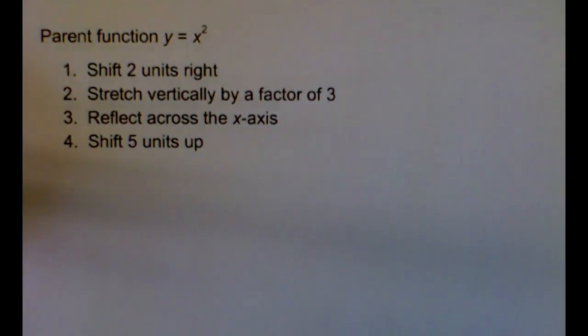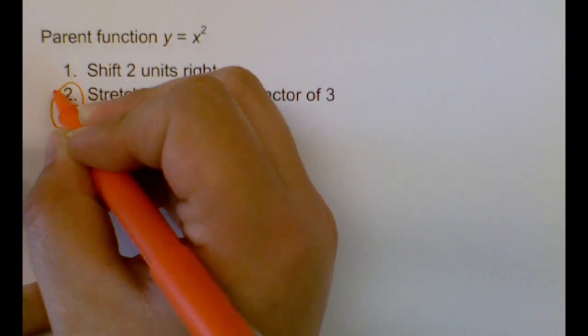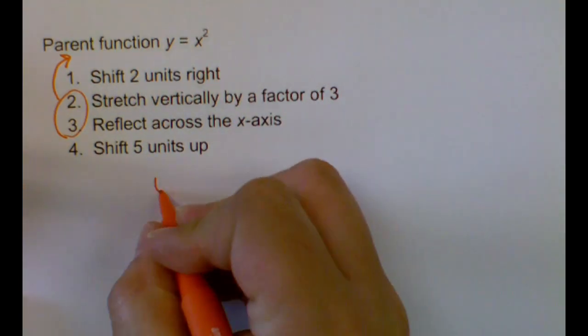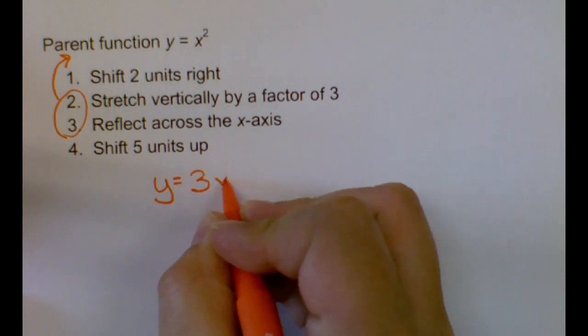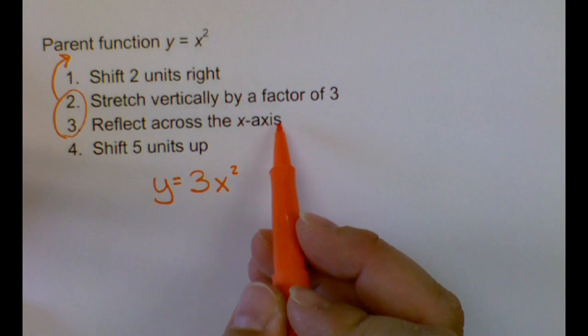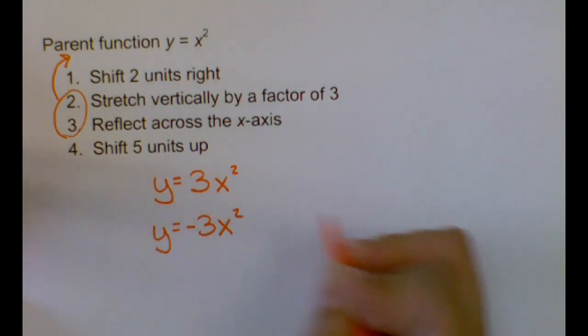All right, my parent function this time is y equals x squared. I'm going to shift 2 units right, stretch vertically, reflect, and shift 5 units up. Again, we're going to take 2 and 3 and bump them up to the top because that's what we do first. So a vertical stretch by a factor of 3 means that our a value in the front is 3. So that makes it 3x squared. Reflecting across the x-axis just sticks a negative in the very front. So we actually have negative 3x squared.